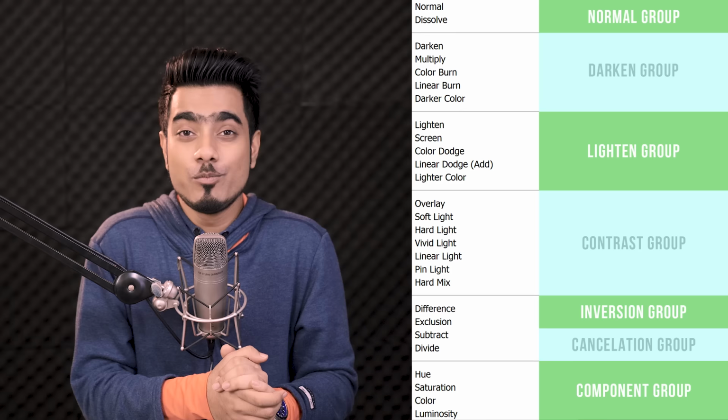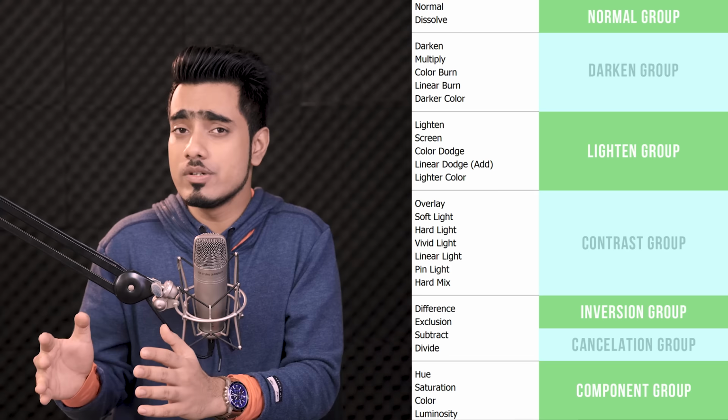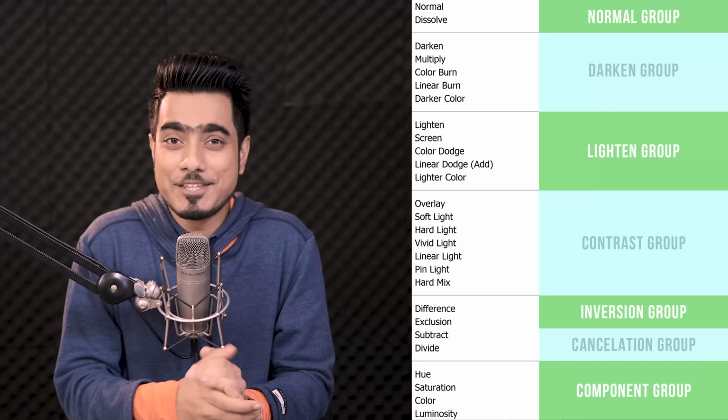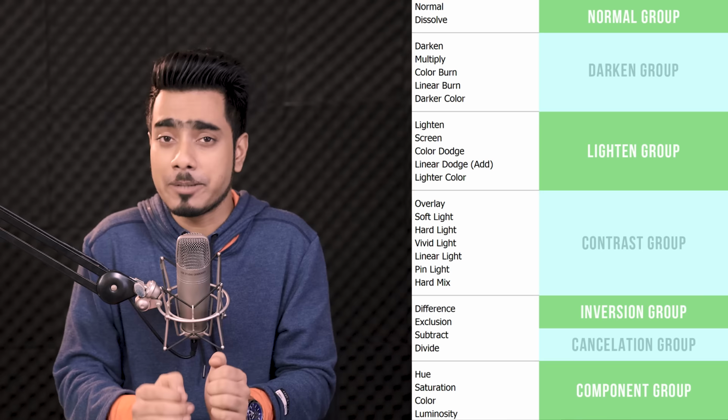Moving on to the next blend mode group, which is the inversion group. Now, the blend modes inside of the inversion group are mostly utility blend modes. You might not use them artistically, but they have their own practical uses. The difference blend mode is simply the difference between two interacting colors. Technically speaking, it is the difference between the R, G, and B values.